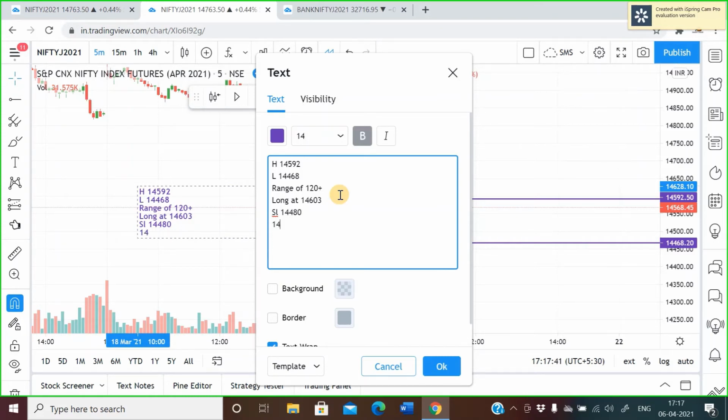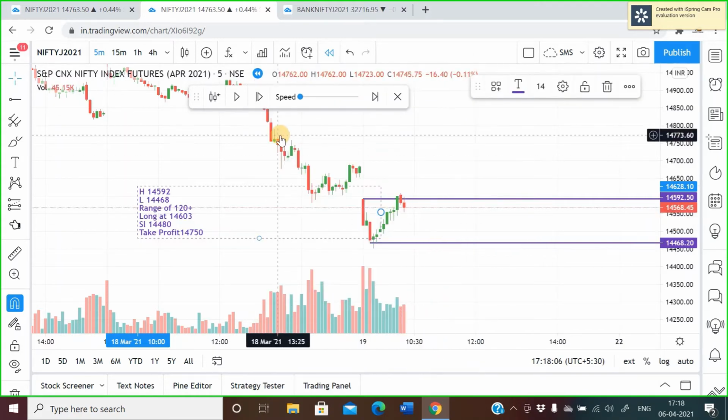let's say 730, or probably 750. Let's say 730 to 750 zones is my take profit, right? So now let's see. I've entered the trade at 14,603, and now I'm looking for a target of 14,750. Let's see how the Nifty performed.